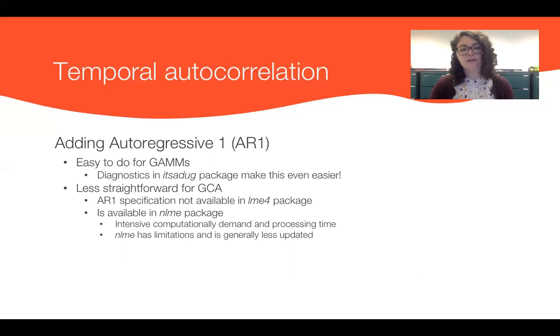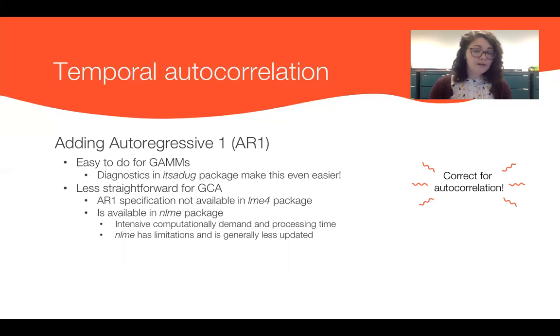So big takeaway here is that you should correct for temporal autocorrelation. This is an important thing. You don't want to increase your chance of type 1 error. You can do it for both of these approaches I've discussed. It's going to be easier for GAMMs, and for GCA, you're going to have to basically find some workarounds. And in both cases, as soon as you introduce this AR1, the computational demand of these models is really intense. So it's something that I can't run on my little MacBook Air, which only has 8 gigs of RAM. And that's something that is a cost for both of these approaches.